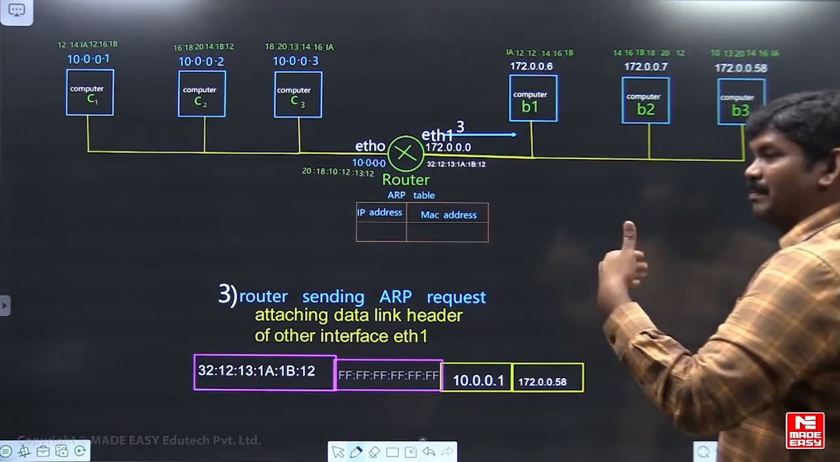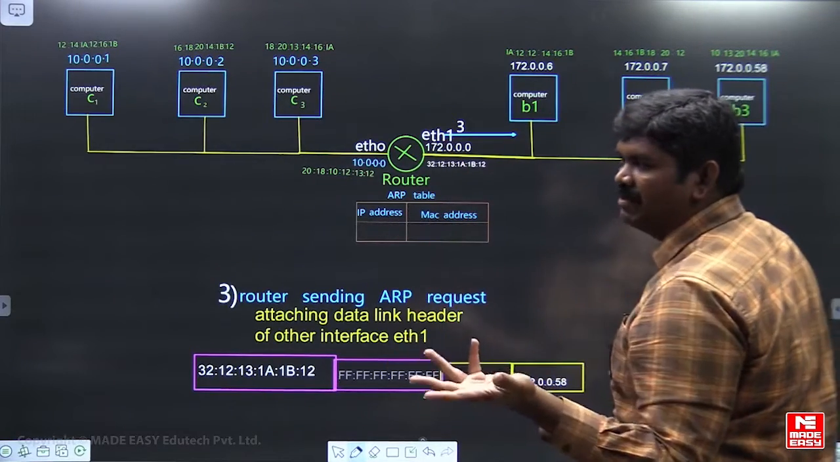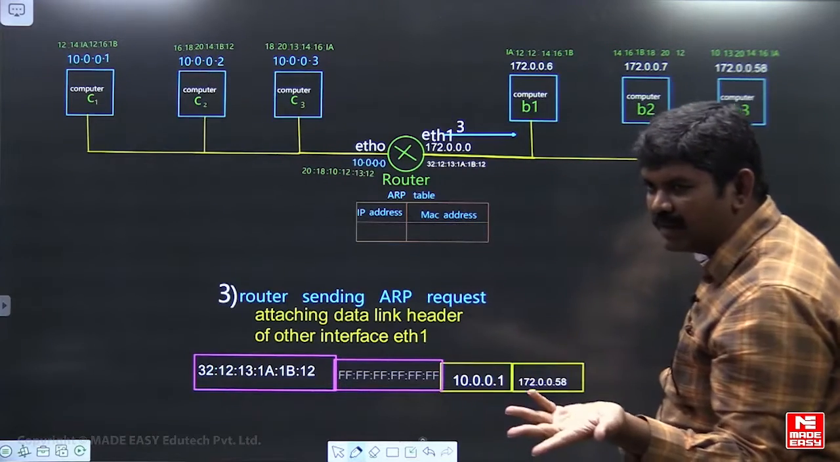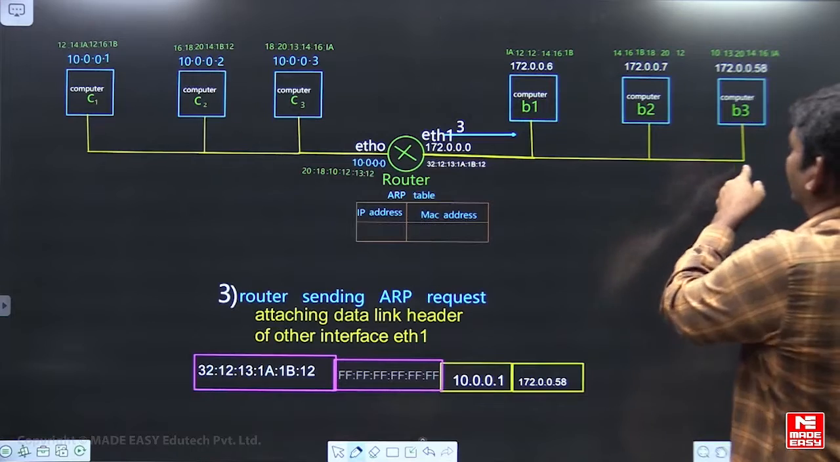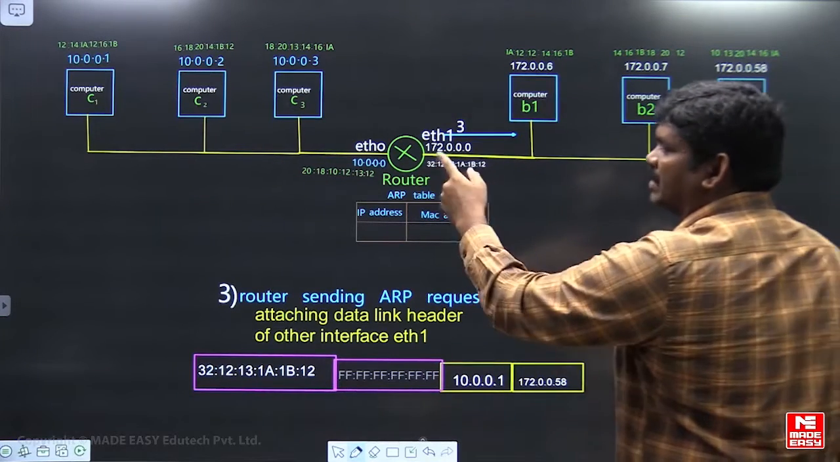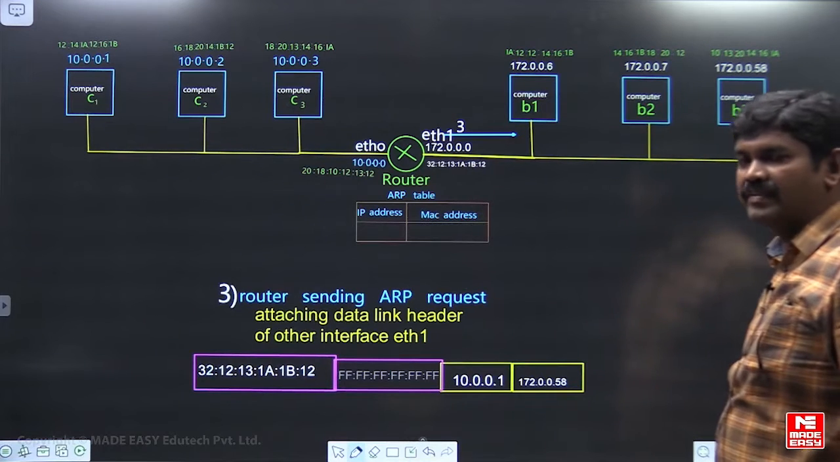That means previously this router's IP-MAC address table is empty. But now once you get the reply, which is called ARP reply, which is the fourth statement I am going to explain. So who is going to give? This computer. To whom will it be given? To this router. What will be given? This computer's MAC address will be given.